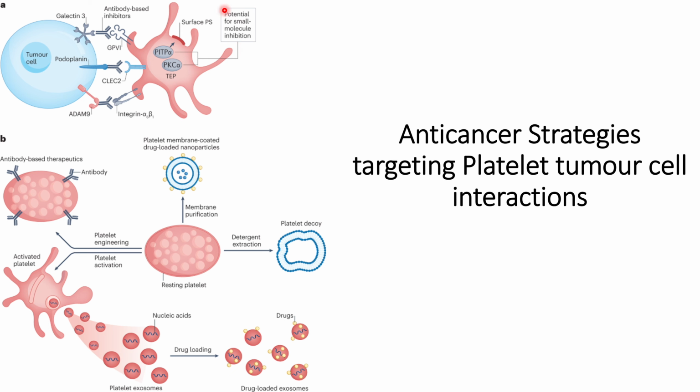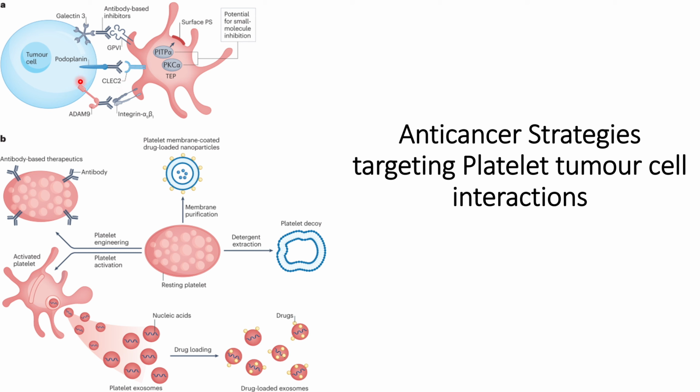So one can easily target these signaling pathways, such as PITP alpha and PKC alpha. There is potential for small molecule inhibition, and small molecule inhibitors can be used to target these signaling pathways specifically, to reduce the high surface PS formation, which also helps in tumor cell migration and metastasis. So by targeting these two strategies on the platelets, one can reduce the interaction of the tumor cells with the platelets and help in the detection of circulating tumor cells, or CTCs, by the immune system.